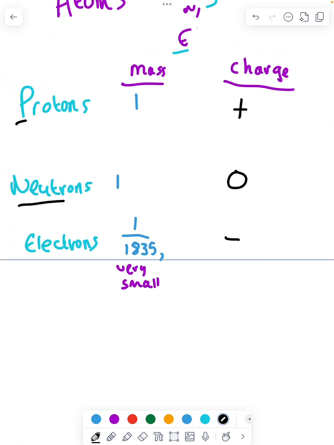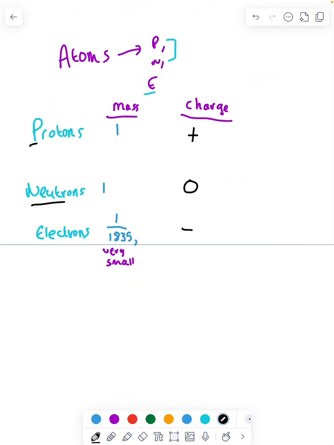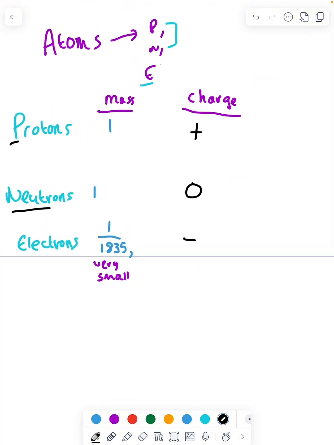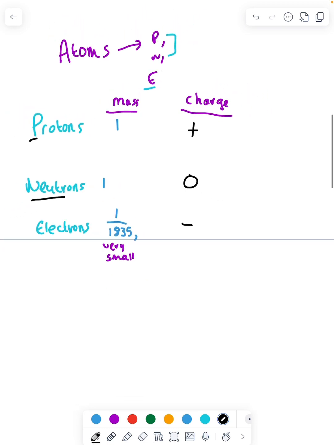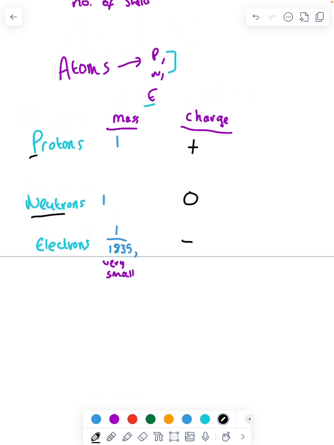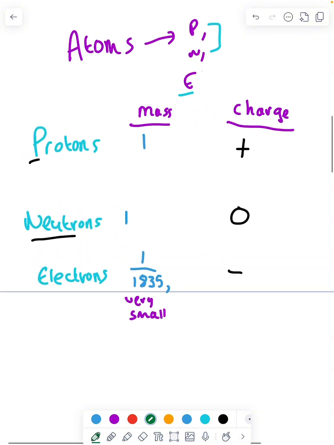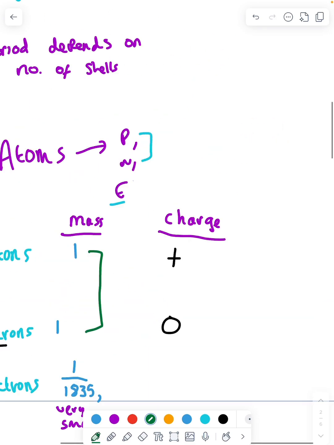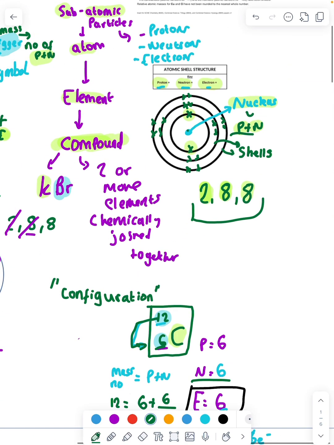Electrons are negatively charged. Now, these three things make up the atom as well. You need to be able to know these and recall these, right? The mass and the charge, and same in exams what they are. So you can see from here, just like we said, protons and neutrons have a mass of 1, electrons 1 over 1835. These two are a lot heavier. These two are the heaviest, right? And they're both found in the nucleus.